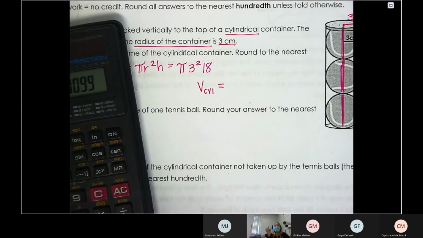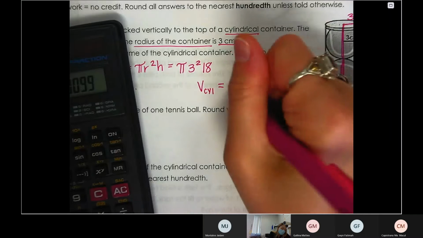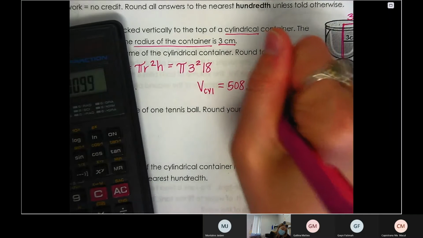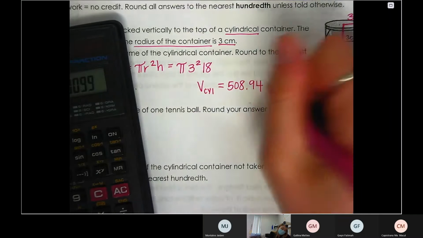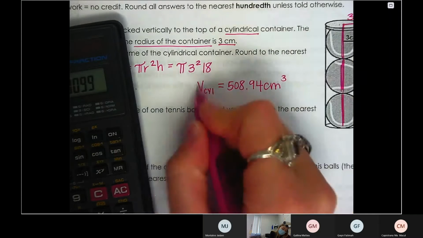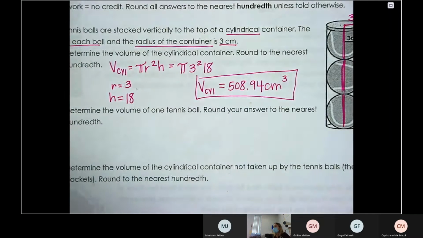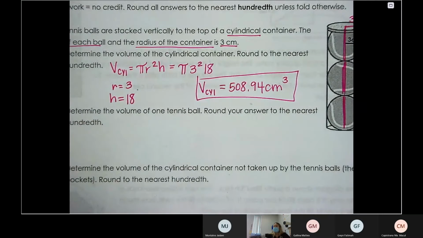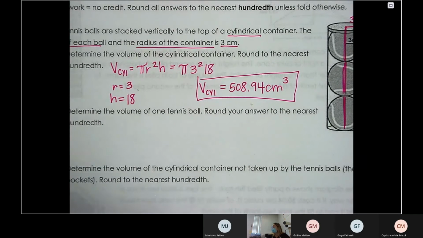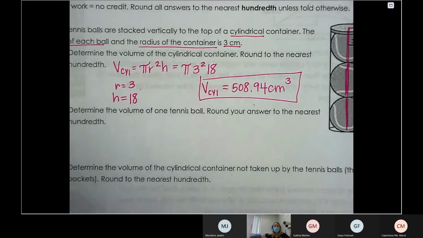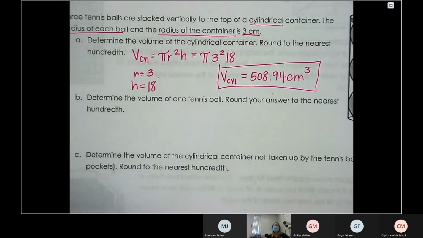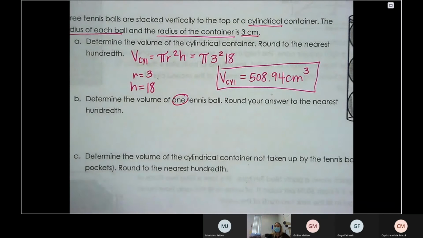Because we know there's some spheres. I don't want to get my things mixed up, so I label them. So the volume of the cylinder is 508.94 centimeters cubed. Good. Now you've got the first part of the question done. So on the test, you're going to see multiple parts to each question. You just solved the first part. Good. Number 2, determine the volume of 1 tennis ball.